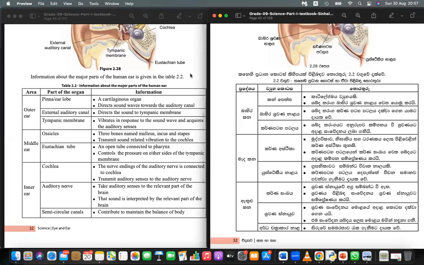Be careful, because the tympanic membrane is a very soft tissue, which can be easily damaged, right?